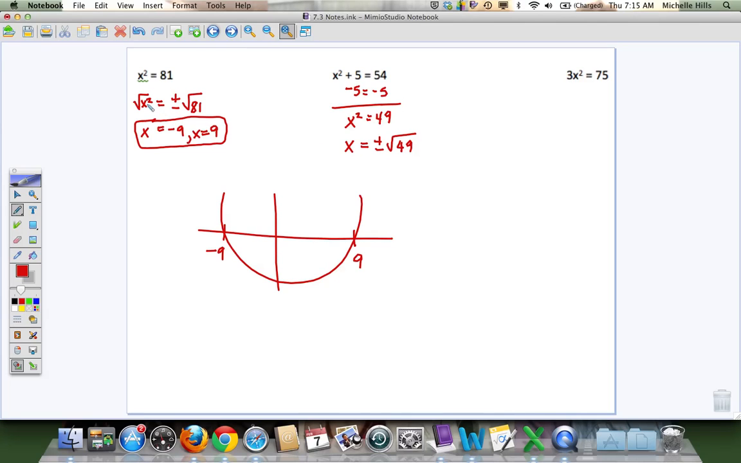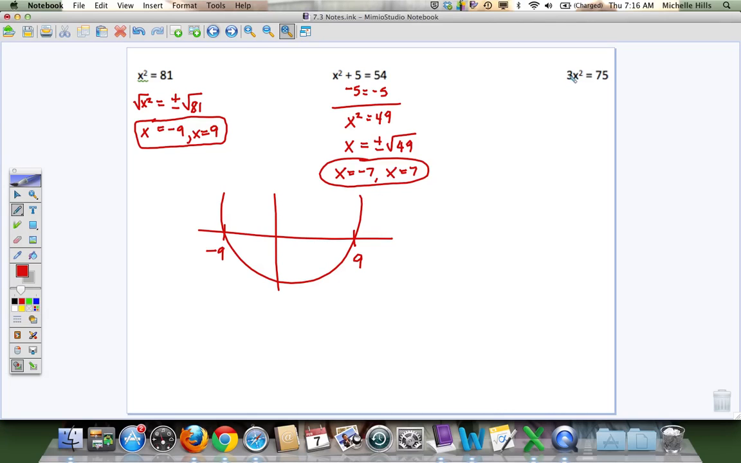If you'd like to show this symbol with the square root of x squared here, please feel free to do that. So x equals negative 7 is one of my solutions. X equals positive 7 is the other solution. Again, x squared, I'm expecting most of the time to get two different solutions.